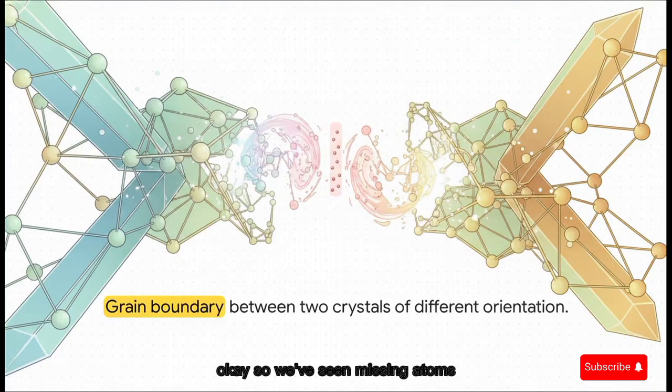Okay, so we've seen missing atoms and we've seen moving atomic wrinkles. But what happens when entire crystal grids, moving in completely different directions, just crash into each other? Because most materials aren't just one giant continuous crystal. They're actually made up of lots of microscopic crystal grains pushed together. A grain boundary is this two-dimensional interface that forms right where two of these mismatched high-energy crystal regions collide. The atomic bonding there gets totally distorted simply because the grids just do not line up perfectly.